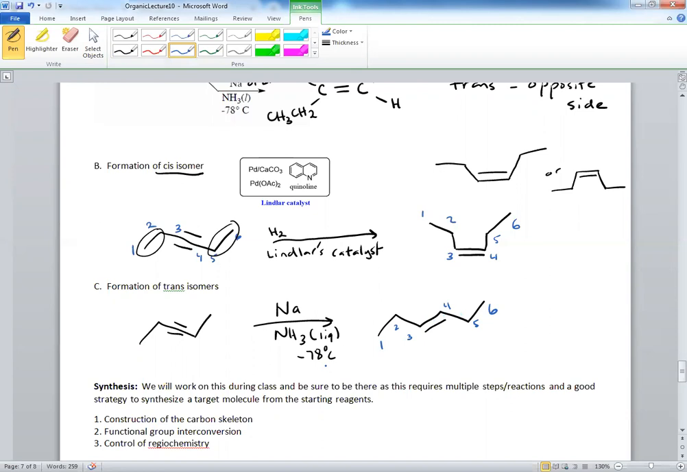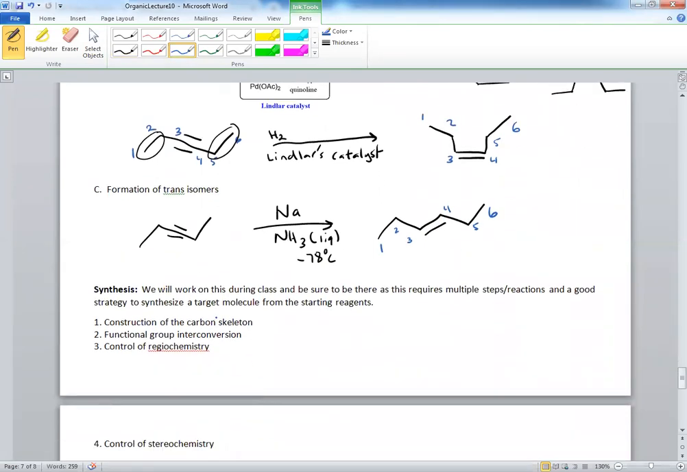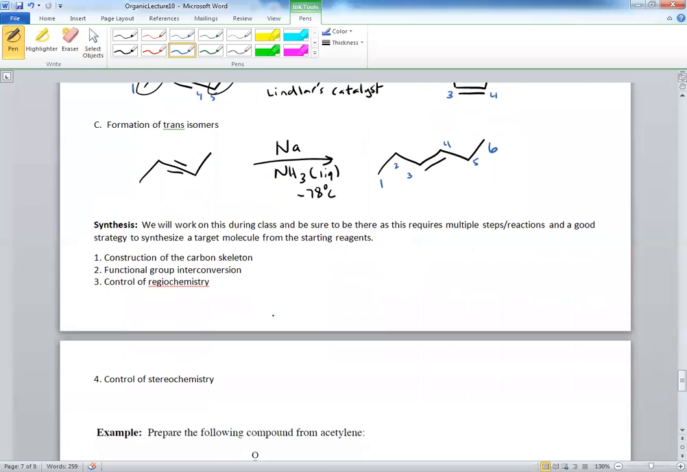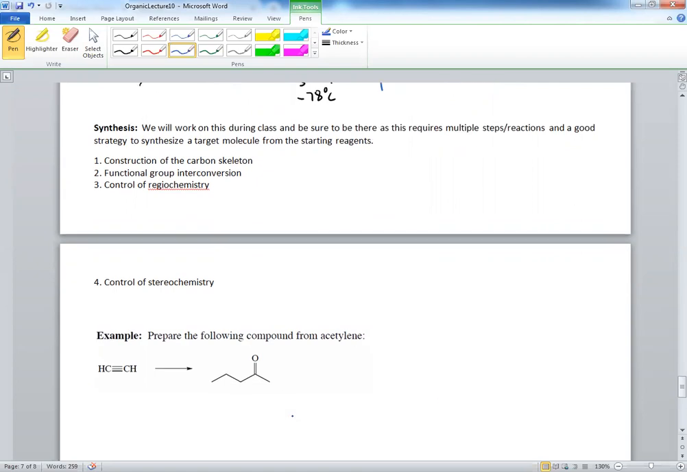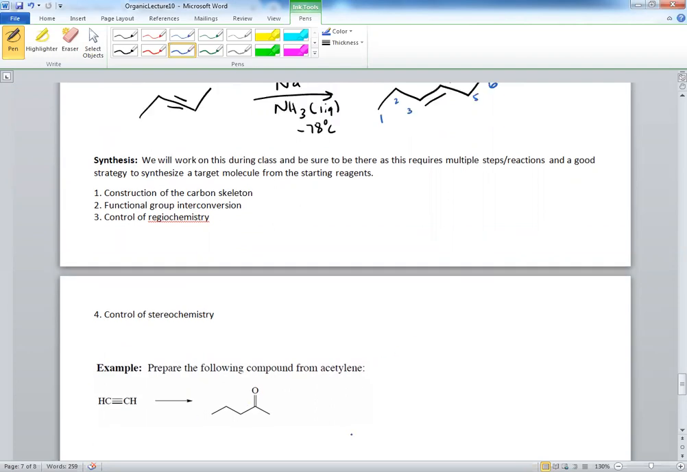So that's it for synthesis. Be sure you're very knowledgeable with these reactions. Review them as much as you can, because when we meet, we will go over synthesis, which requires you to know the reactions of alkenes and alkynes, and we put them together to build one target molecule like we have right here. So again, be sure you're good with the reactions, and we will work on a few problems like this, especially this one when we meet.